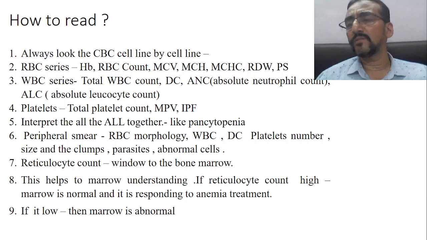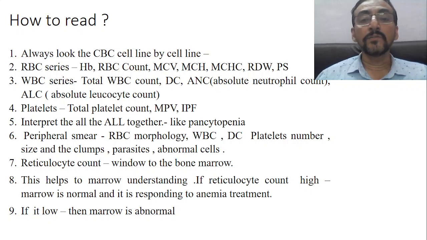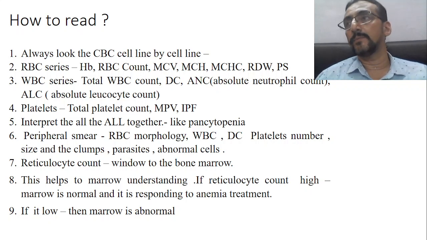Okay, 5 to 6 lobes will be there. Then platelet number, size and clumping of the platelets, parasites, abnormal cells. So all these things can be seen in a simple peripheral smear. As I told earlier, reticulocyte count gives a very good information of the bone marrow house. Similarly, IPF, immature platelet fraction also.